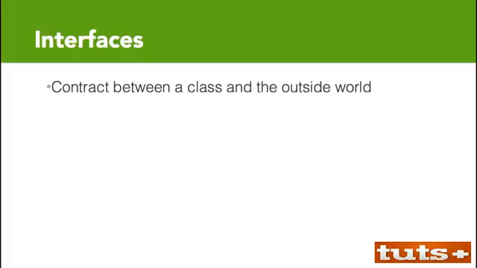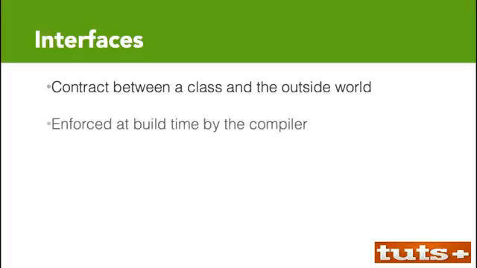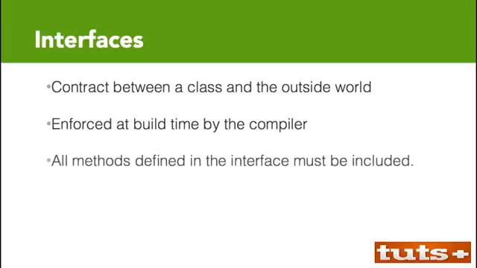Implementing an interface ensures that the class provides all the required behaviors associated with that type of object. As I stated earlier, interfaces form a contract between the class and the outside world. And this contract is enforced at build time by the compiler when you add the implements keyword. If your class claims to implement an interface, all methods defined by that interface must appear in its source code before the class will successfully compile.